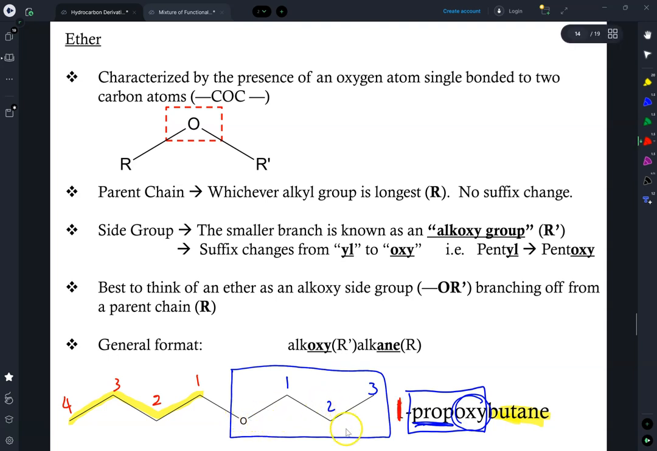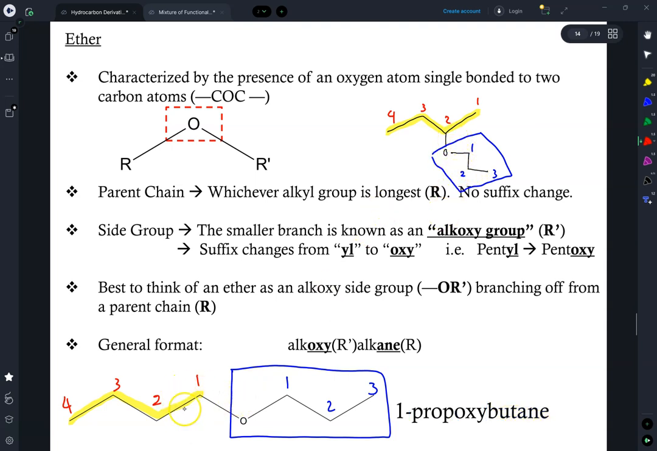And of course we need to tell the reader that the propoxy branch is attached to the number 1 carbon, in this case of the butane. If it had been a 2-propoxy, then it would look something like this, where on the number 2 carbon we would have this propoxy branch popping out. So to summarize, for this example, we call it a butane because it's the longest continuous carbon chain. That'll be part of your parent chain over here. And then we call it a propoxy because there are 3 carbons, so prop, and then there's an oxygen bridge attached to it, propoxy, and it all sprouts out from the number 1 carbon.